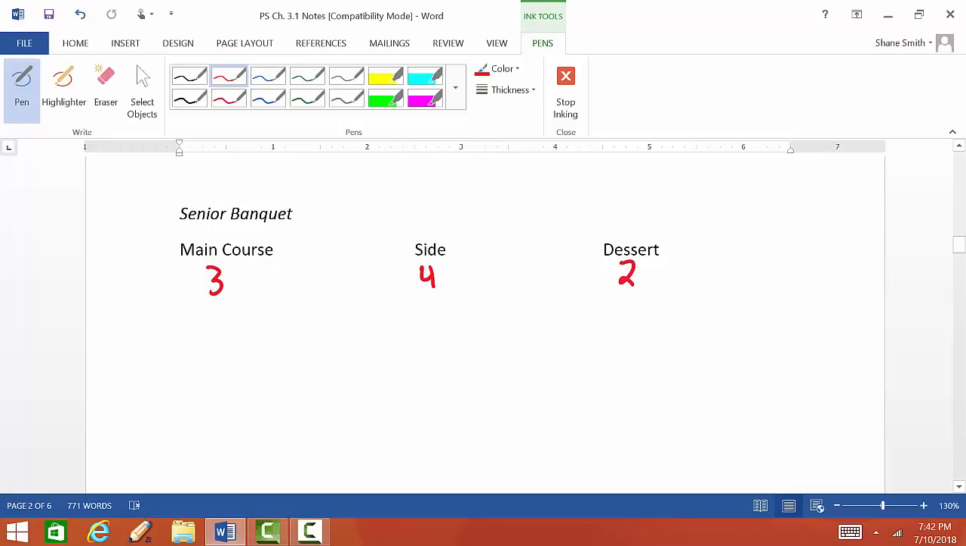Well, how many possible meals are there if I just have one of each? Well, we can use our fundamental counting principle and multiply 3 times 4 times 2, and we should immediately see that there are 24 different meals. Again, if I only eat one of each.